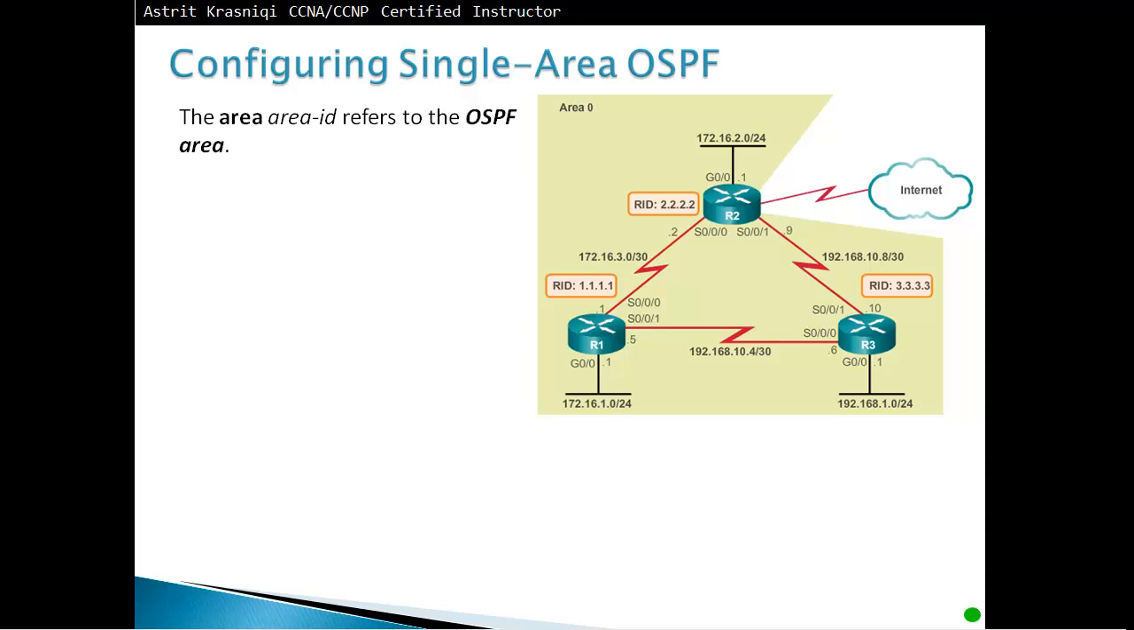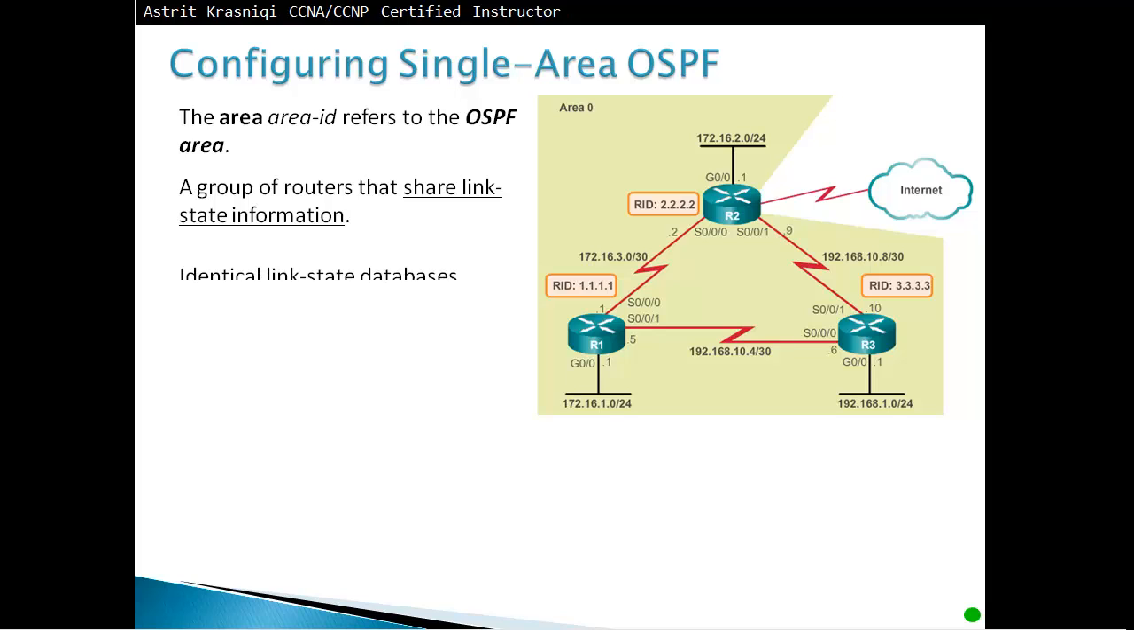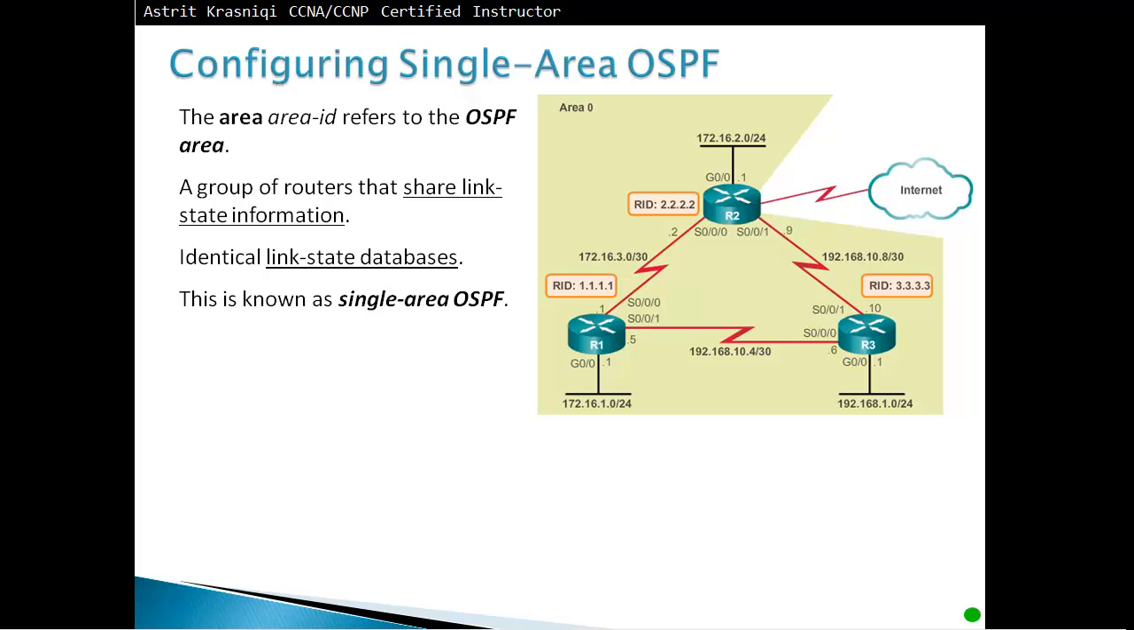The area ID refers to the OSPF area, a group of routers that share this link state information. So for example, in the area, all the routers will have the same database, and they will keep every link up to date. It's like A to Z, that's the area. So we are covering this area. You have the A to Z, everything up to date. If the network goes down within the area, you will find out right away. Identical link state database. This is known as single area OSPF, right? So OSPF has to start with area 0. Area 0 is the backbone area as well.